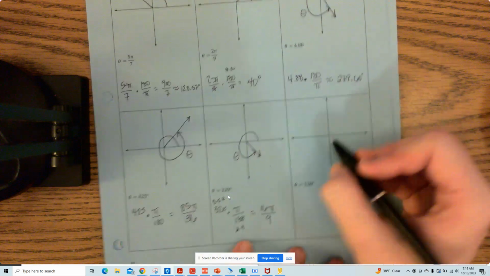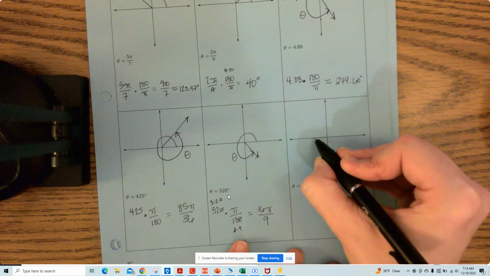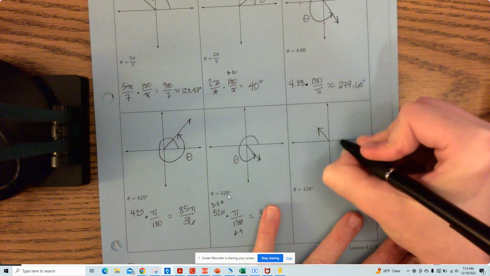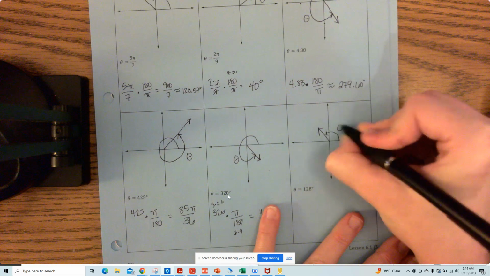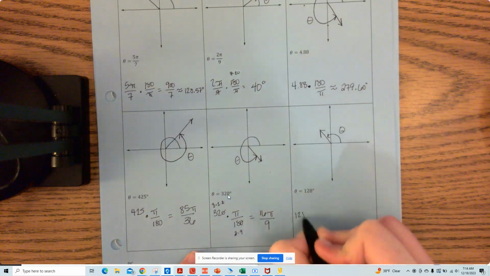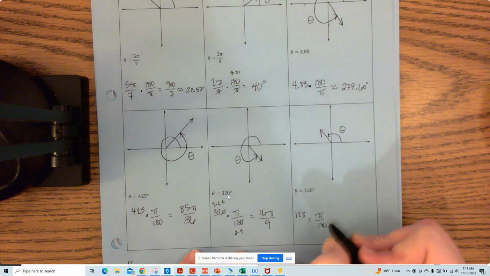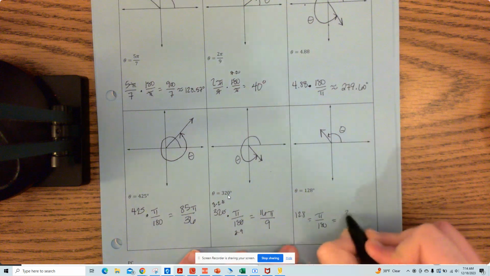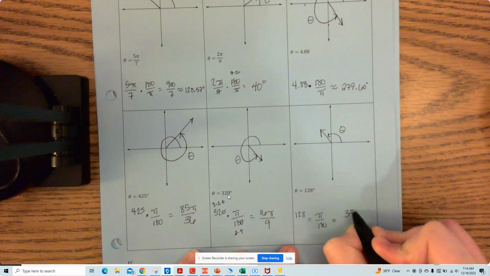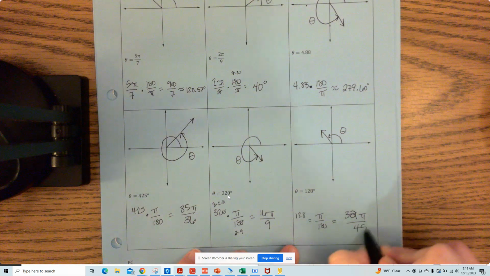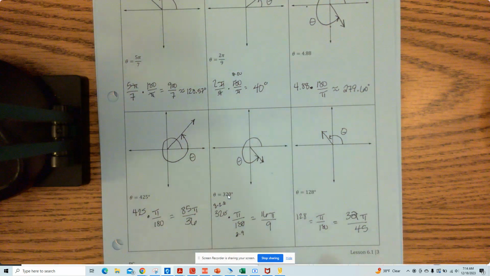And the last one, 128 degrees. So we know back to here would be 180. So we would be somewhere in here. And then 128 times pi over 180. This one I'll just simplify for you. It's going to be 32 pi over 45. But you need to know how to convert from degrees to radians. Okay? All right. Next up.